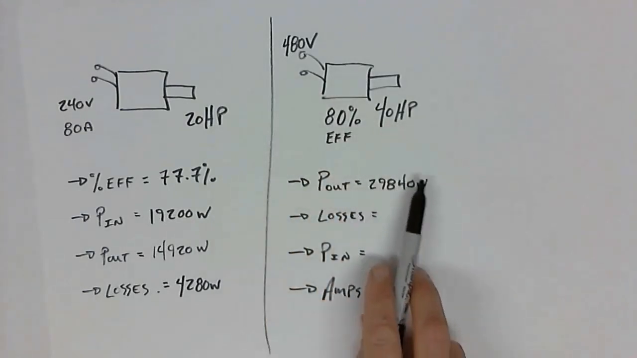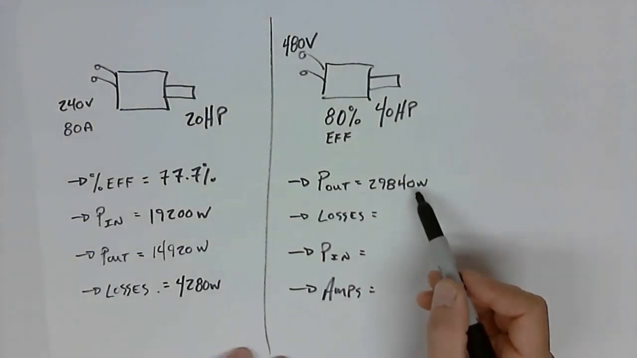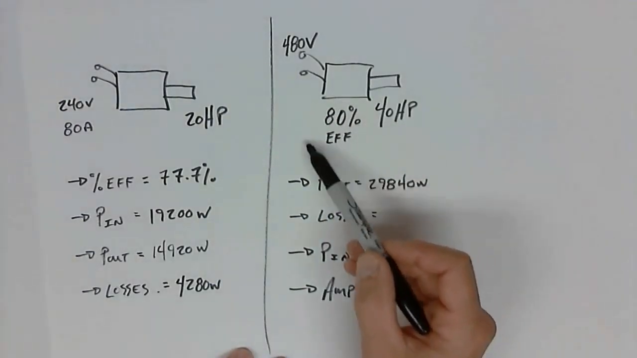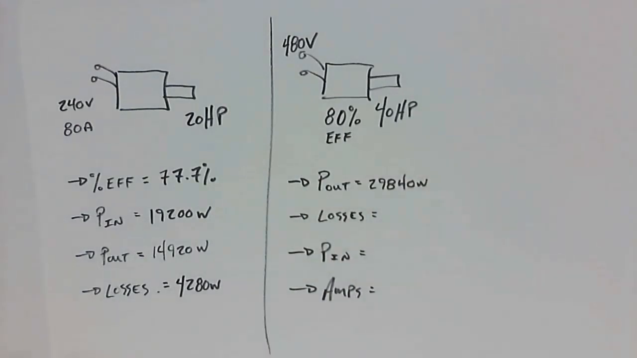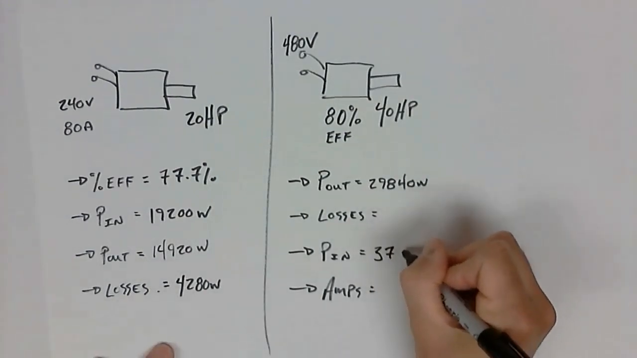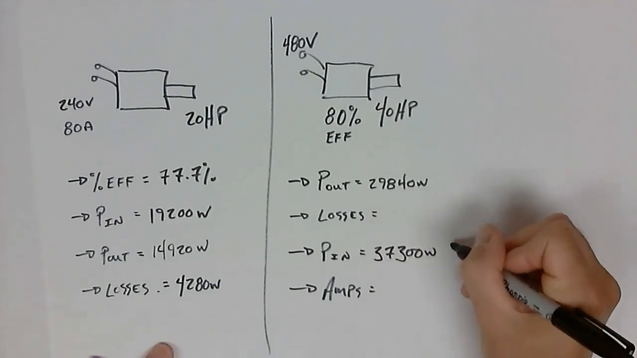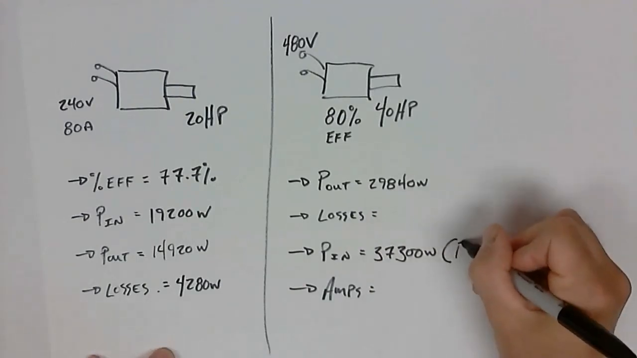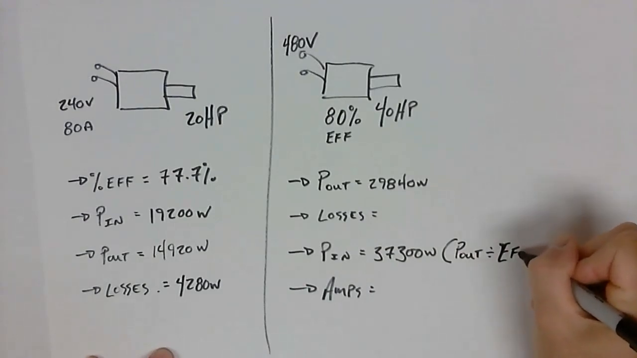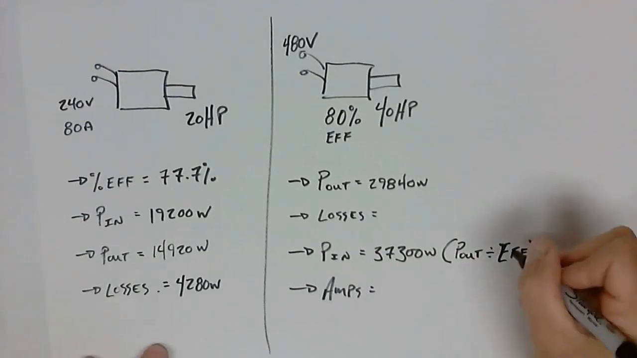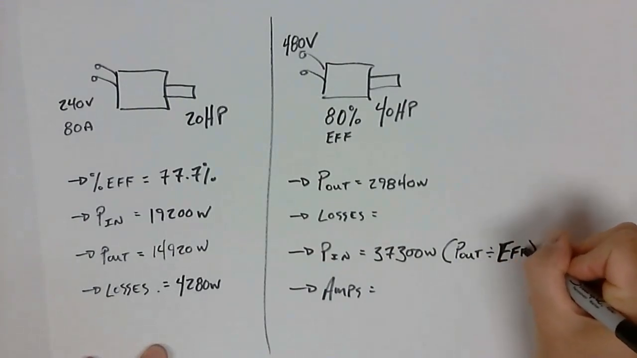So we're going to take this 29,840 watts and we're going to divide it by 80%. So that's going to give me, so 29,840 divided by 80%, but remember, you always got to divide by the decimal, so 0.8, 37,300 watts. And I'll just put in brackets here what we did. That was power output divided by efficiency in decimal form, right?